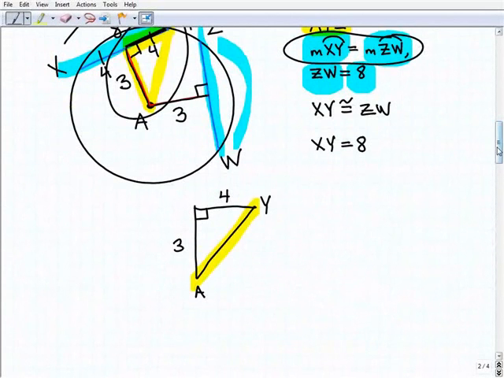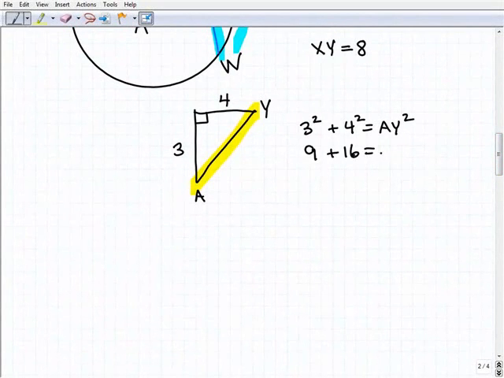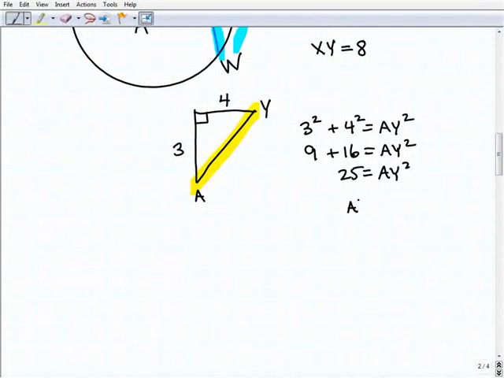Okay, all we have to do is use the Pythagorean theorem. So this would be 3 squared plus 4 squared equals AY squared, or 9 plus 16 equals AY squared. So that'd be 25 equals AY squared. So now I'm going to take the square root of both sides. I get AY is equal to 5.